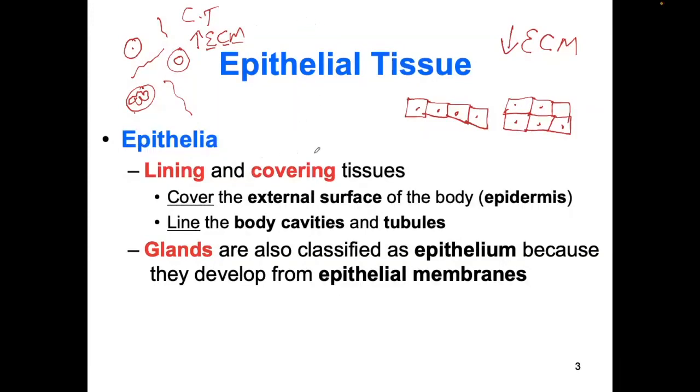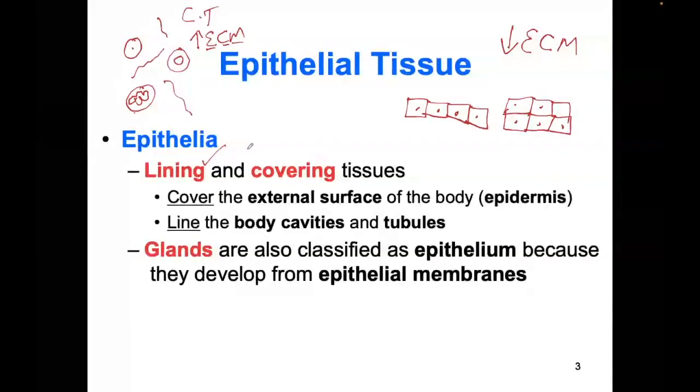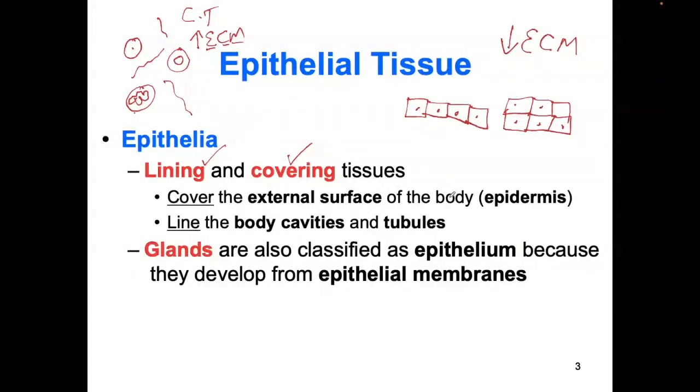Now, focusing on epithelium, epithelium is known as a lining or a covering type of tissue. So it's going to cover the external surface of the body. Now, when you think of, all right, what do we have that covers the external surface of the body? You're going to think skin. And we'll talk about skin in one of these videos today. And skin has different layers. It has an epidermis, it has a dermis, and has a hypodermis. Epi means above, hypo means below.